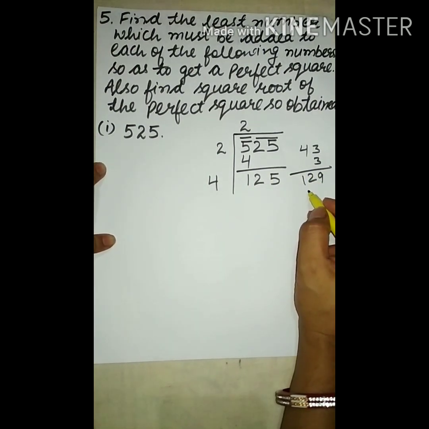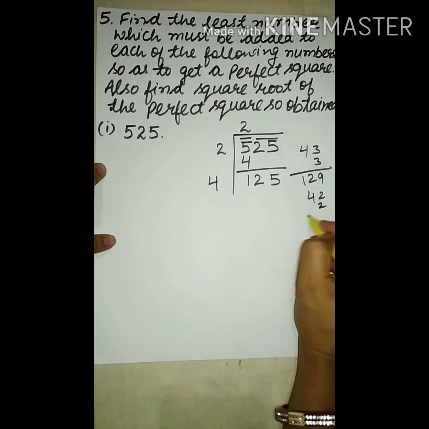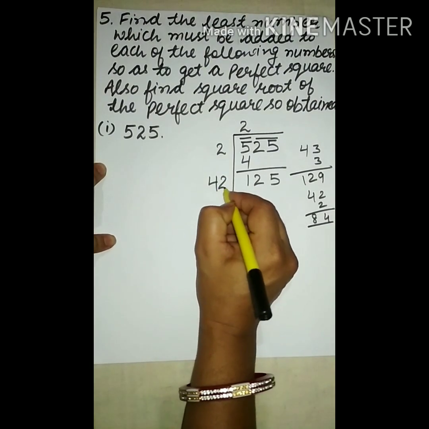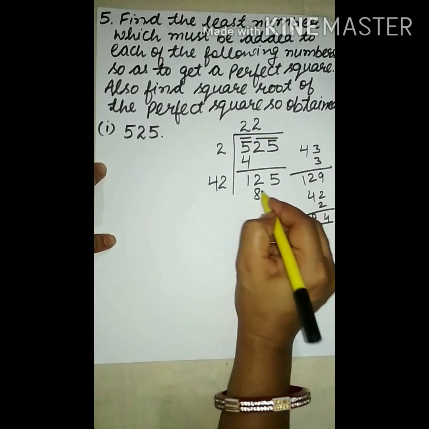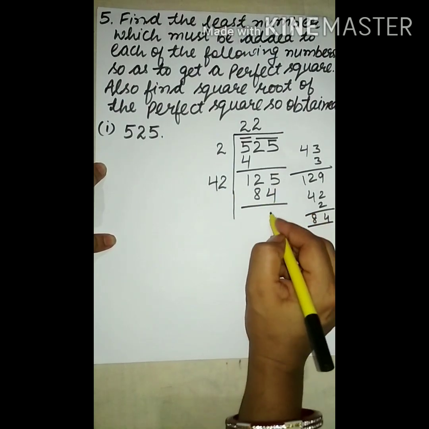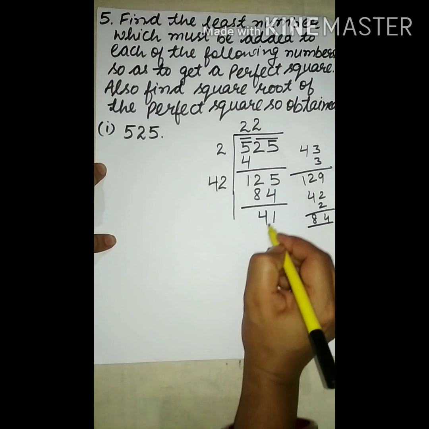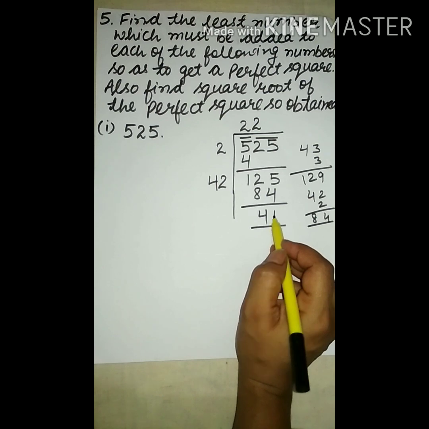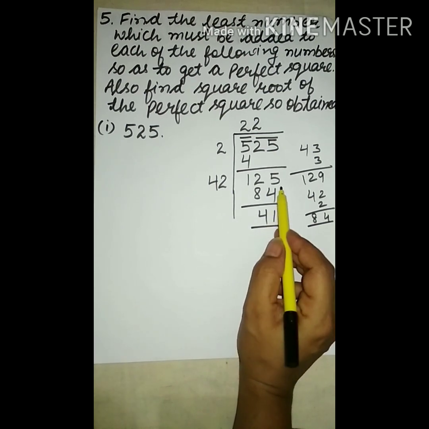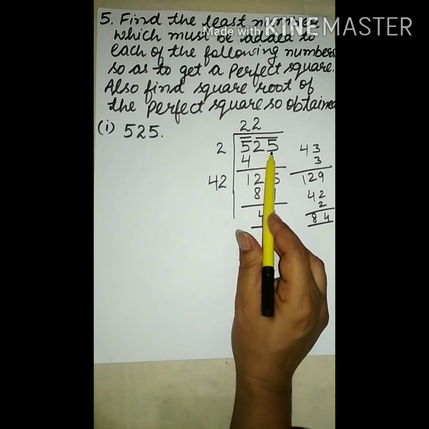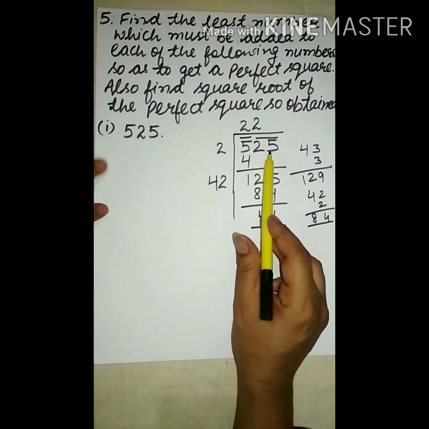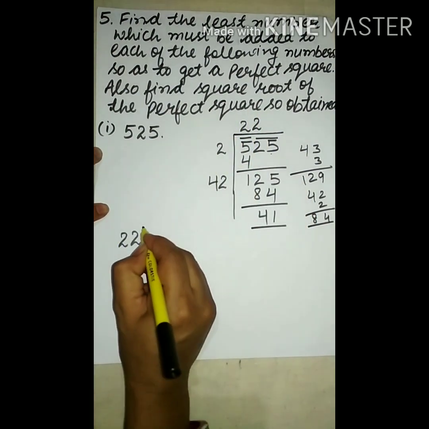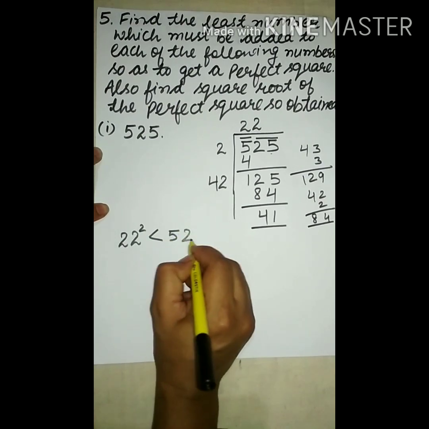So I'll try for 2. 2 2's are 4. 4 2's are 8. This is smaller than 125. So I'll write here 2 and 2, 84. Now 5 minus 4 is 1, 12 minus 8 is 4, 41. Now students, if we want to subtract the least number, then we will subtract this 41. Now I have to find out the number which must be added to 525 so as to make it a perfect square. So as I have got the quotient 22, it means the square of 22 is lesser than 525.